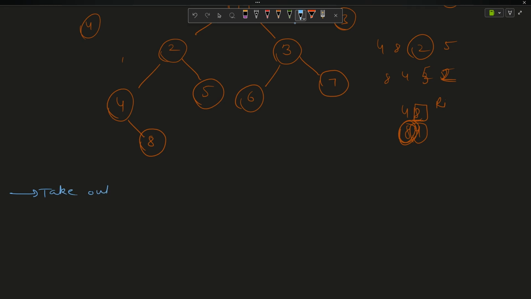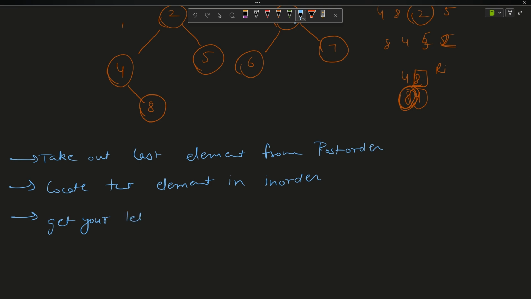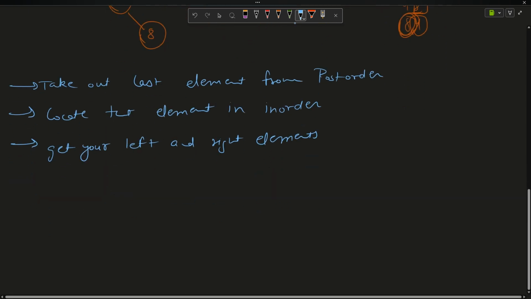Take out the last element from post order, right? After that, locate that element in in order. Again, no problem in doing that. So third, get your left and right elements. Okay, done for that. Get your left and right elements, no problem, and then make the tree.